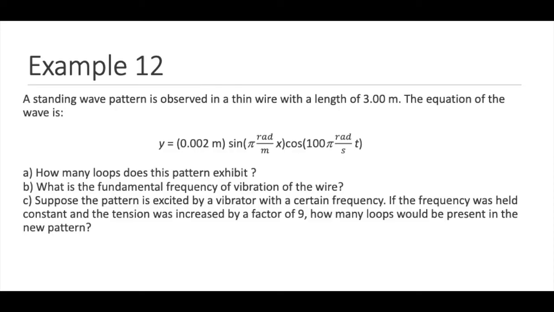Example 12. A standing wave pattern is observed in a thin wire with a length of 3 meters. The equation of the wave is y equals 0.002 meters sine pi radians per meter x cos 100 pi radians per second t. A. How many loops does this pattern exhibit? B. What is the fundamental frequency of vibration of the wire? C. Suppose the pattern is excited by a vibrator with a certain frequency. If the frequency was held constant and the tension was increased by a factor of 9, how many loops would be present in the new pattern?